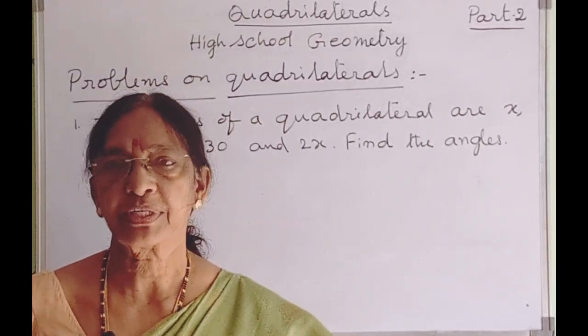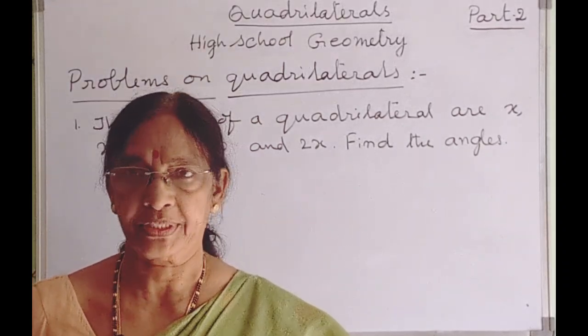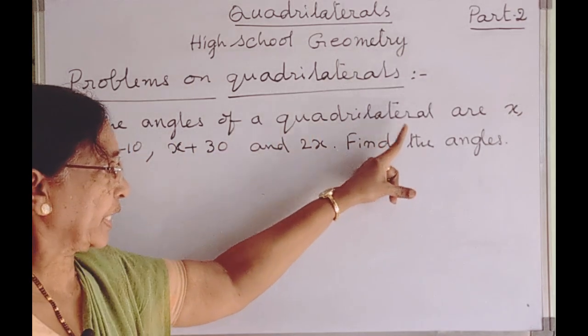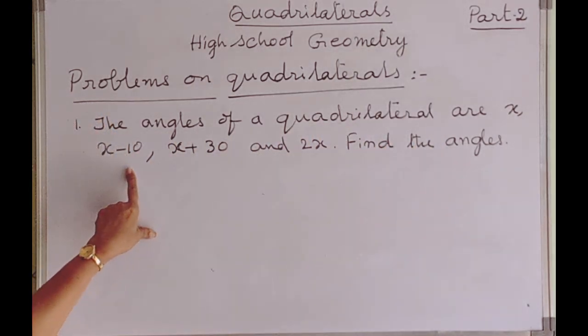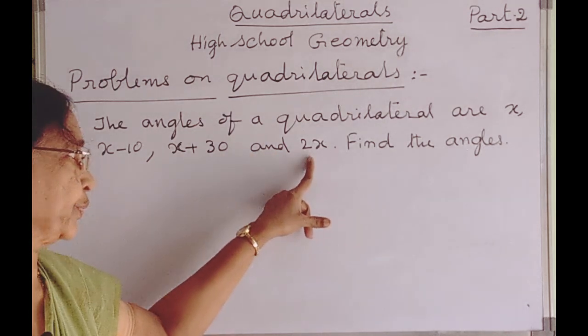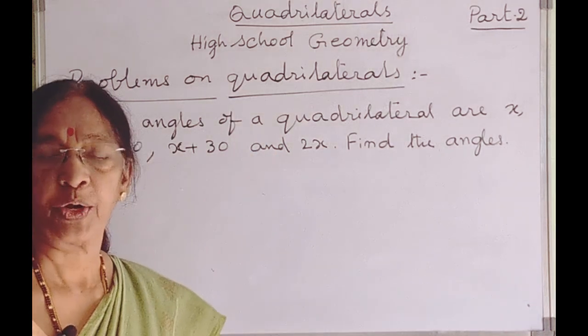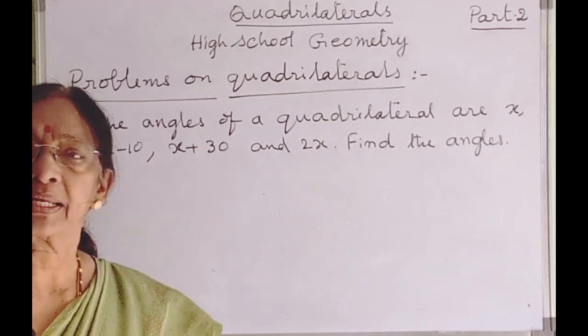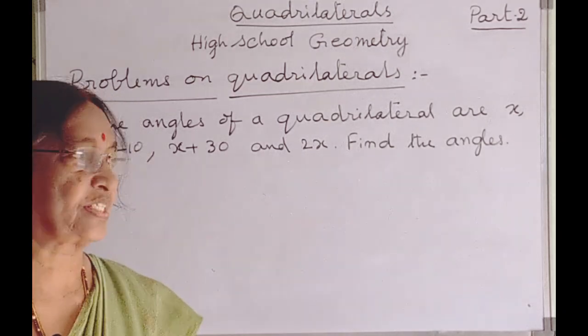Quadrilaterals. Today we will solve some problems on quadrilaterals. First problem, the angles of a quadrilateral are x, x minus 10, x plus 30 and 2x. Find the angles. We know that the sum of the angles in a quadrilateral is equal to 360.